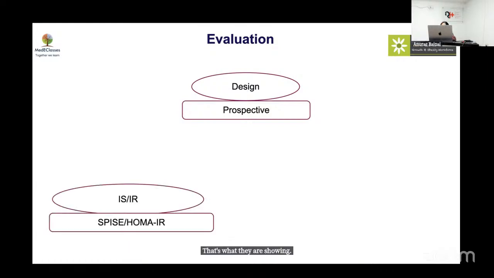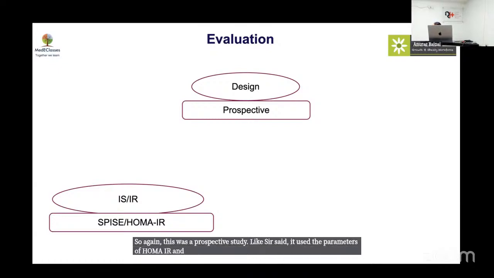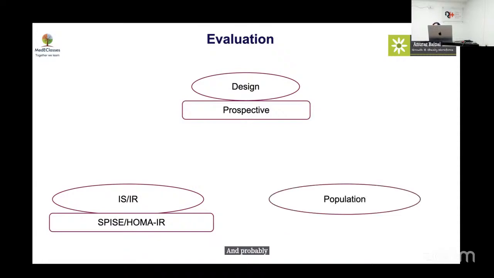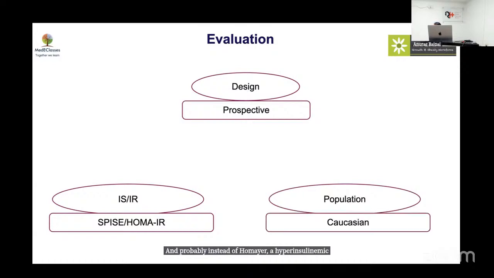So again, this was a prospective study. Like Sir said, it used the parameters of HOMA-IR and SPICE. SPICE is again an upcoming index. It needs greater validation in pediatric population. And probably instead of HOMA-IR, a hyperinsulinemic clamp. Not possible. Nobody can do that, because that requires admission, you have to admit them. So it's not possible for a population study.